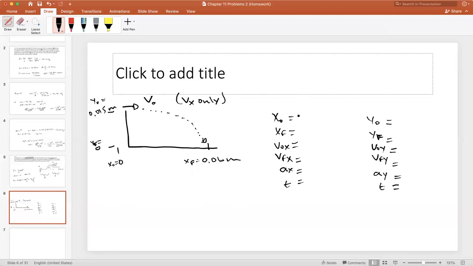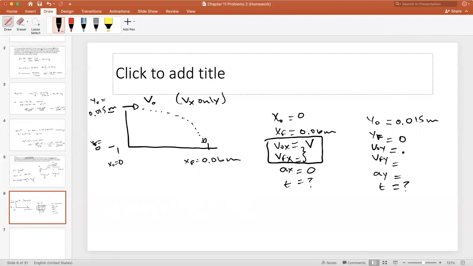So x initial, we know is 0, and y initial, of course, is 0. X final is 0.06 meters, and y initial was 0.015 meters, and y final is 0. V initial of x, we're just going to call v. These are both the same though. Let's just call this v, because that's what we want. And this is 0.